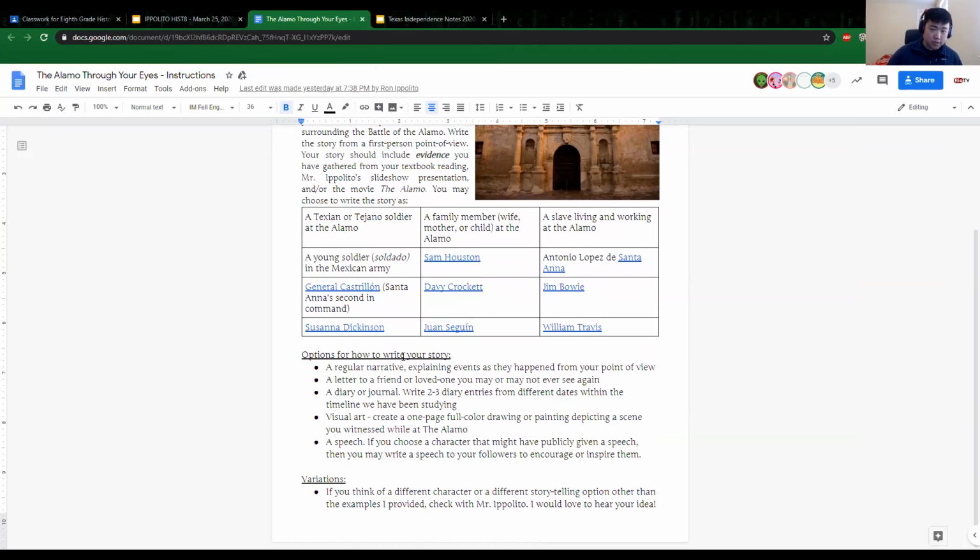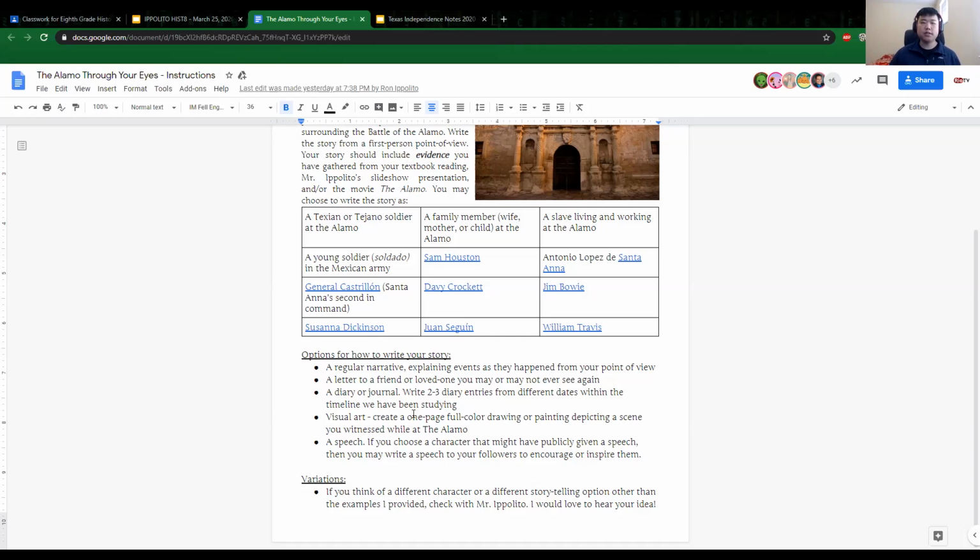So here are some options on how you can write the story. You can write it as a regular narrative, a journal entry, or a letter. You can include some visual arts if you want, or you can even do a speech. Or if you can think of a different character or a different storytelling method that you think will work out better for you, contact one of us and run it by us, and we'll let you know. We'd love to see innovation like that.